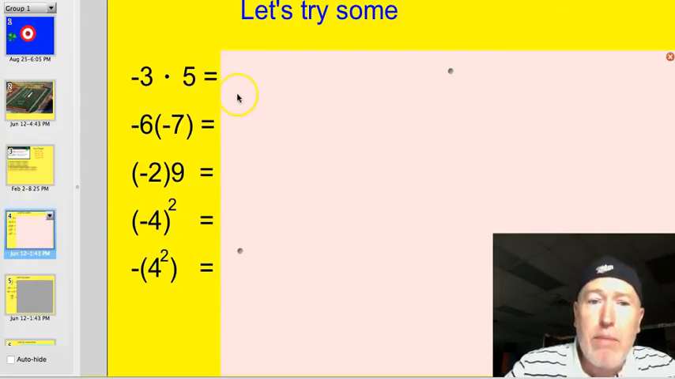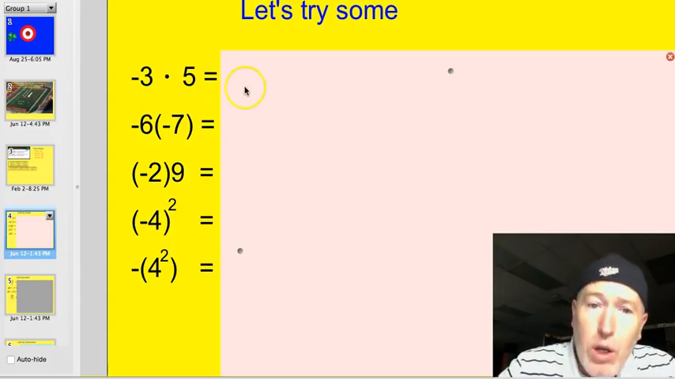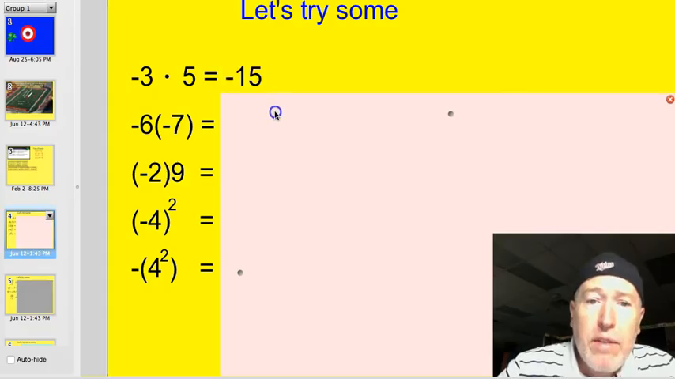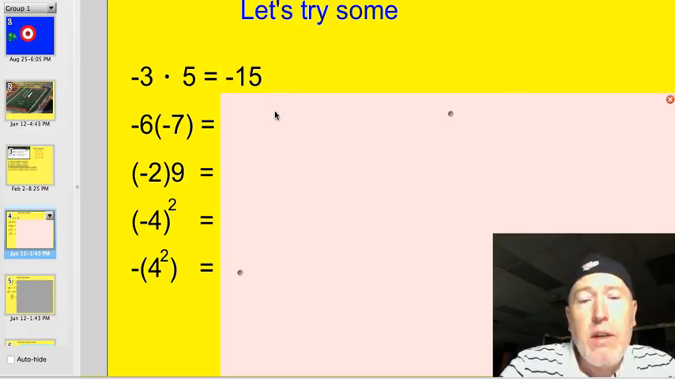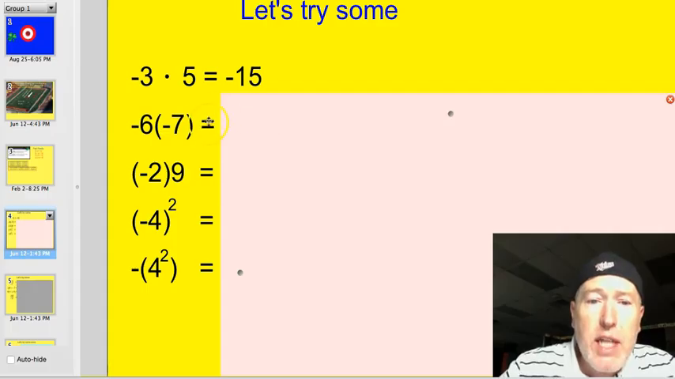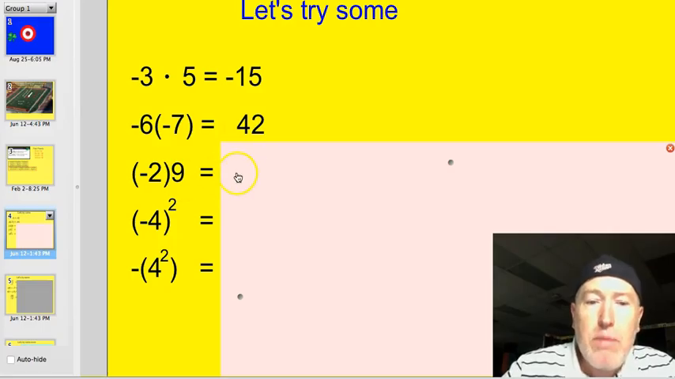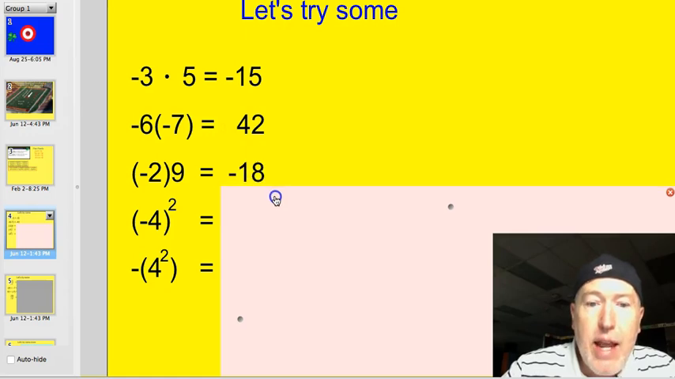Let's try some examples. So we have 3 times 5, negative 3 times 5. All right, what do you think? Yes, it's a negative 15. Watch the way I do this problem. 6 times 7 is 42, and I've got an even number, so that's going to be a positive 42. 2 times 9 is 18. There's 1 negative symbol, so that's going to be a negative 18. See how I think about it?